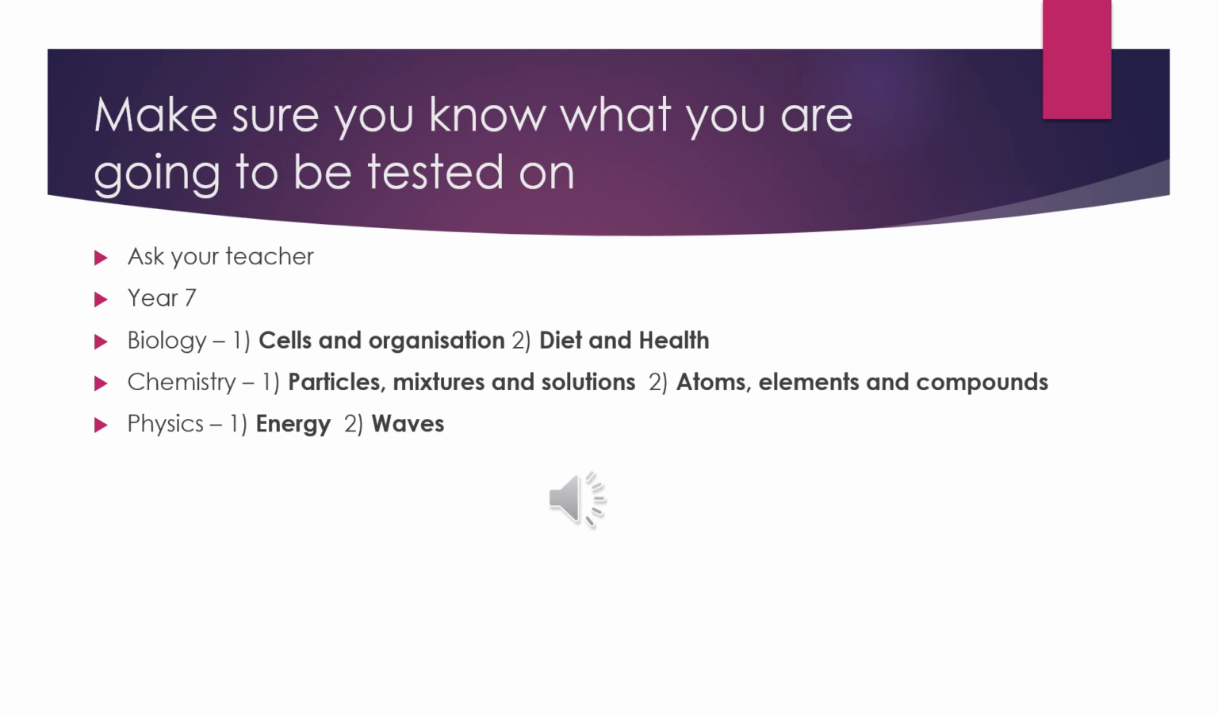The first step to success in a science exam is to know what subject matter you will be tested on. Your first point of contact should be your teacher, as they will be able to guide you to revise the correct topics. For the end of year exams this year, you will have 3 papers, one for each of the sciences. This slide explains the topics that will be tested in the Year 7 exam papers.